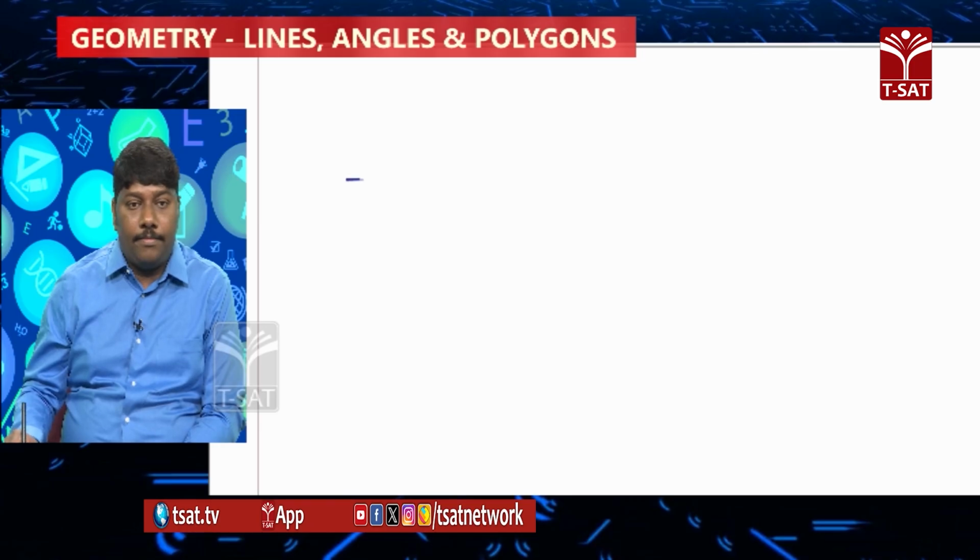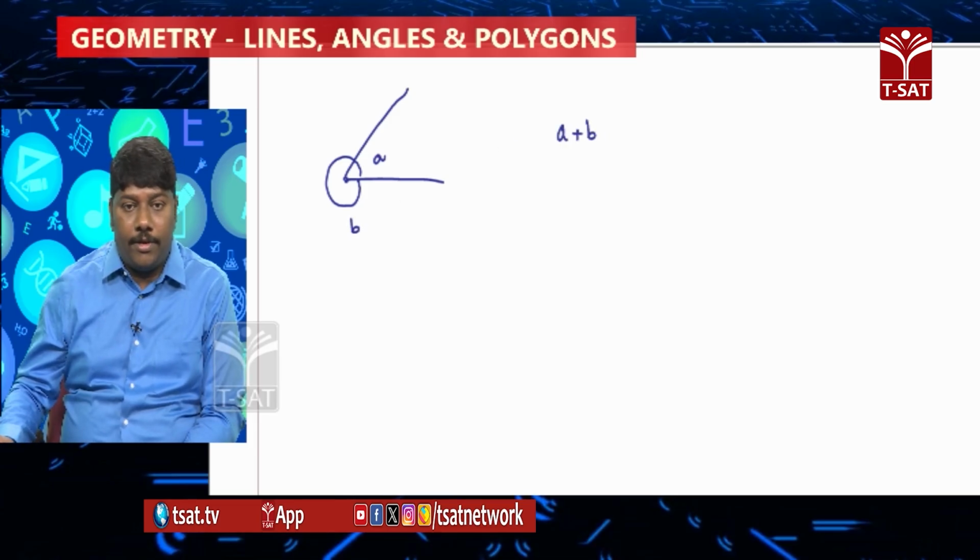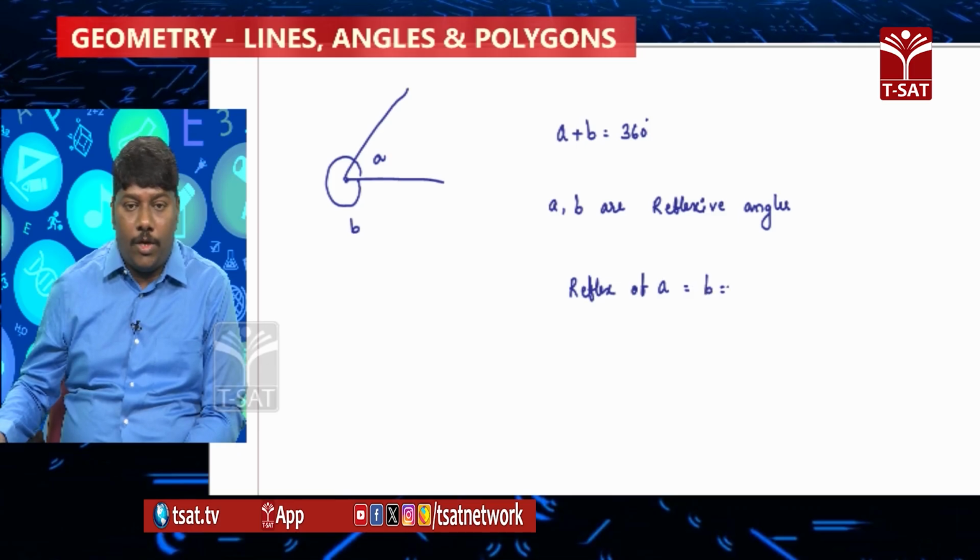If I take a complete angle, this is a complete angle which represents 360, intersected by a line. This angle is A, this angle is B. Now here in this case A plus B is equal to 360. A, B we call reflex angles. What is the reflex of A? Reflex of angle A is angle B, or else we say it is 360 minus A.